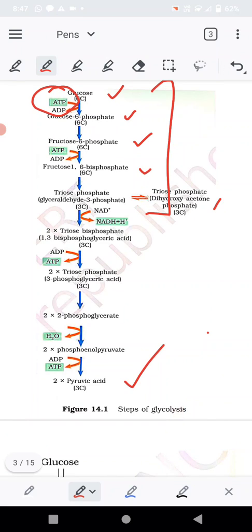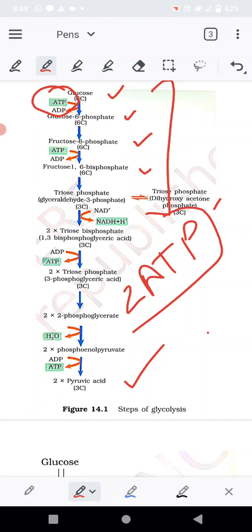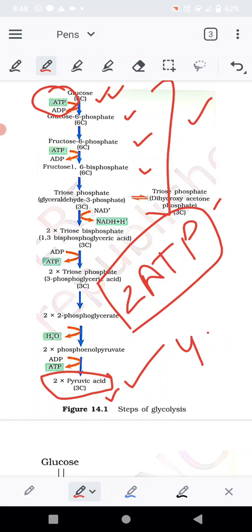So as a whole, during glycolysis there is a net gain of 2 ATP molecules from one glucose. As one glucose molecule makes 2 pyruvic acids, that means 2 ATPs are used in these steps only, and if I calculate for the 2 pyruvic acids, there are 4 ATP molecules produced in the other half of the cycle.